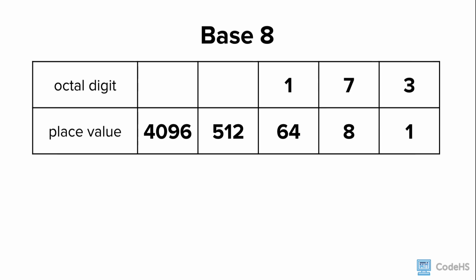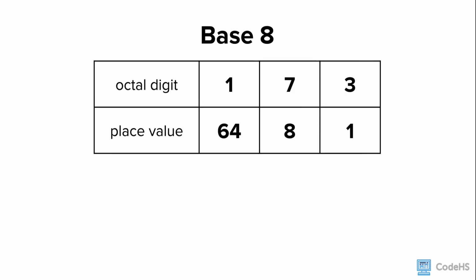Let's convert 173 from octal to decimal. We can focus on the places with a digit. Once again, we multiply each digit by its place value. 1 times 64 is 64, 7 times 8 is 56, and 3 times 1 is 3. And then we add everything up to get our total, 123.